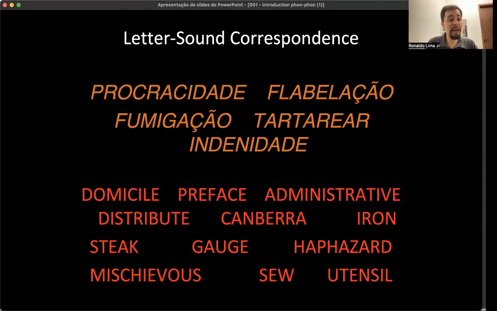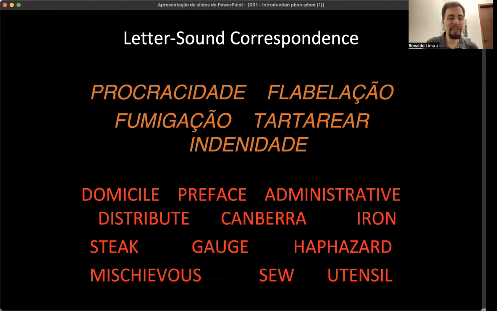So the first one should be pronounced domicile. The second one is not preface, like a face before your face. It's preface. The next one could be administrative or administrative, so there are different possibilities to pronounce the same word. The next one is not distribute, as we would expect from our stress system, but distribute. The next one, Kendra, okay? The next one, I-R-O-N, is very frequently mispronounced. People want to say iron, but it should be pronounced iron, okay?